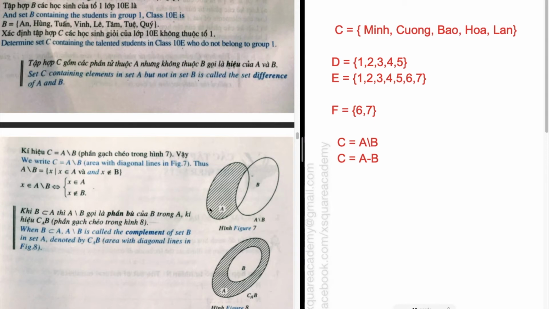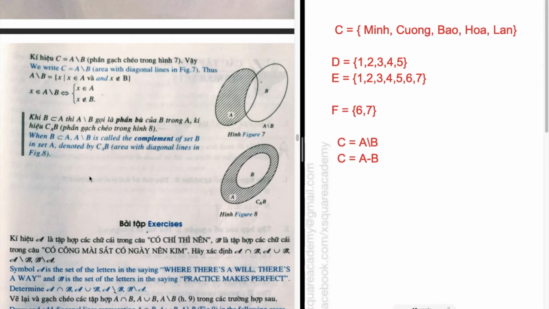You see, this is set A, this is set B, and this is set C. A minus B contains X, so that X is an element of A and X is not an element of B. Or X is an element of the set difference of A and B if and only if X is an element of A and X is not an element of set B. So this is a way to express the set difference between two sets.